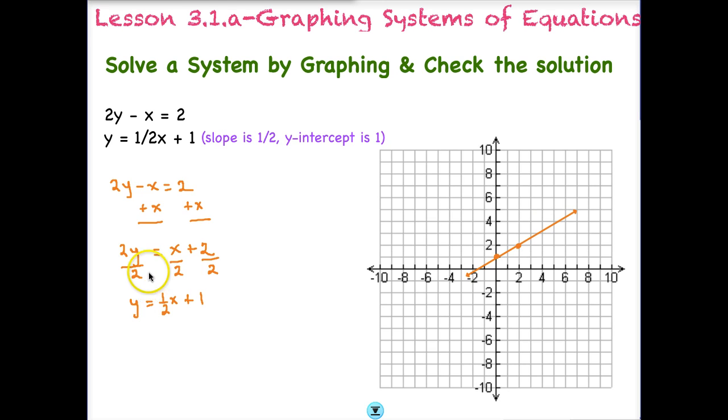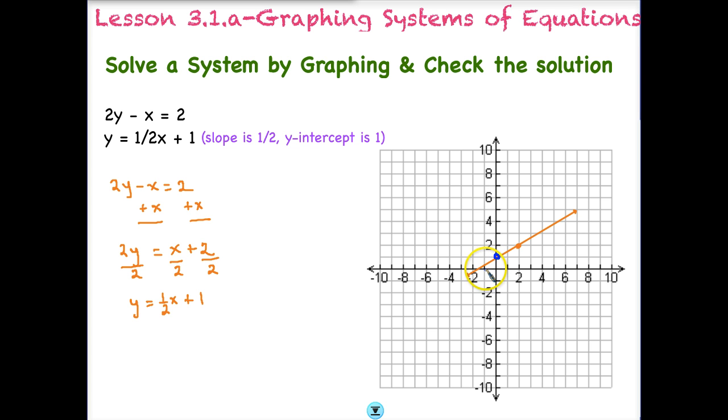Okay, let's work on the second equation. Our second equation is y equals 1/2 x plus 1. If I look at this equation, my y-intercept is at 1, which is right here. Same place my other one was.